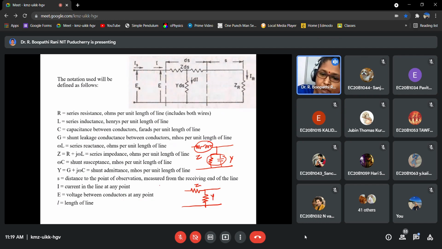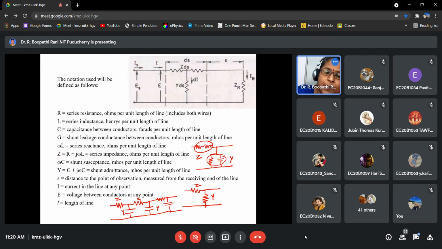Okay, and if we are interested in a symmetrical network, whatever we have drawn is only for one particular section. If we draw it repeatedly, because it is only for unit length of a line, this will be repeating, isn't it? So if we draw for n unit length, then the structure will be repeating n times. So here I have repeated 3 times. See, this is Z, this is Y, this is Z, this is Y.